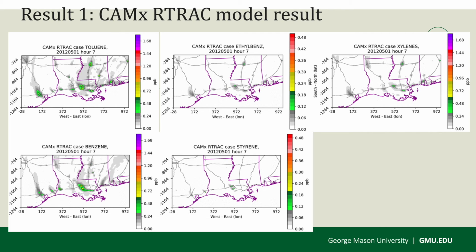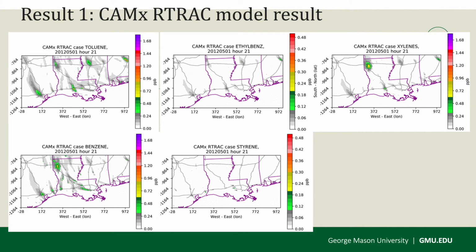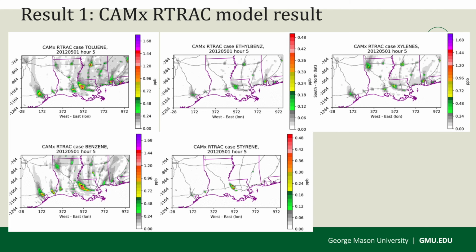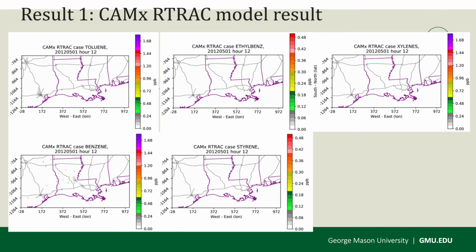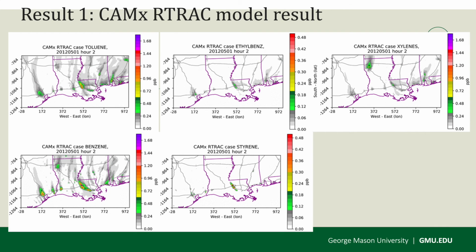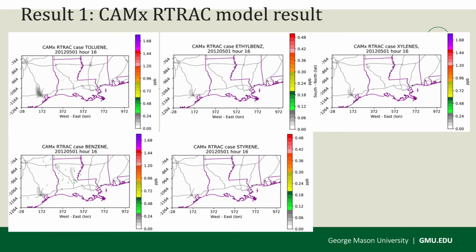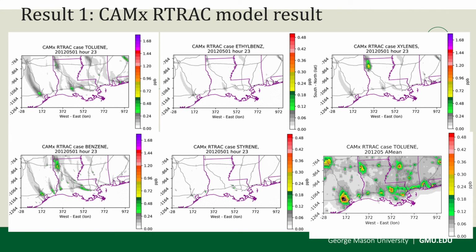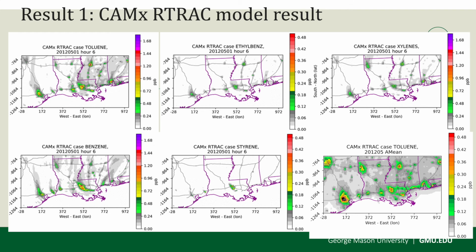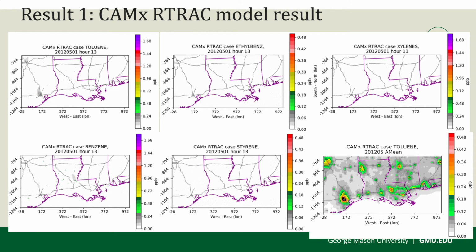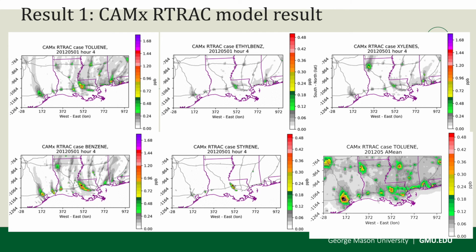So this is what the reactive tracer model result looks like. It's hourly concentration data, and we can see the pattern follows the diurnal pattern, with wind direction, wind speed, and PBL effects. We can also do the grid cell average by different months. So this is the toluene concentration monthly average.